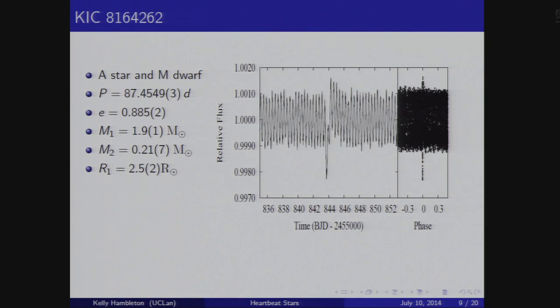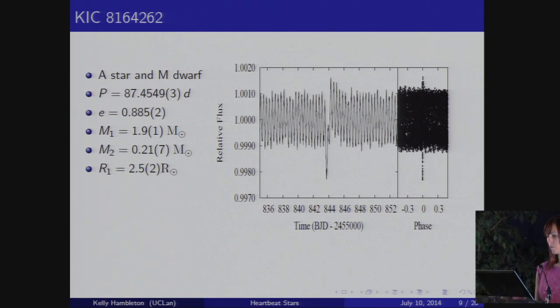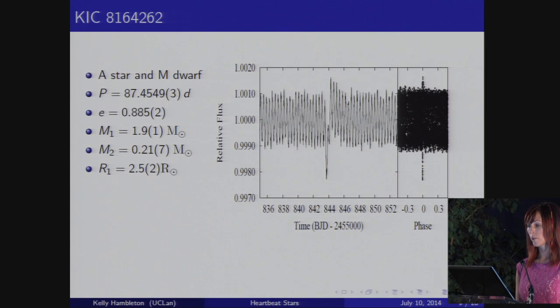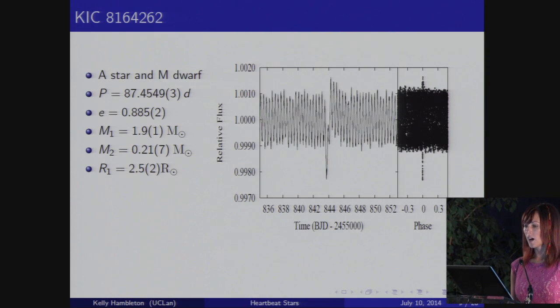So KIC 8164262 is the object that I'd like to bring your attention to. It's an A star and an M dwarf in an approximately 90-day orbit with an eccentricity close to 0.9, with a stellar mass of 1.9 solar masses for the primary and approximately 0.21 for the secondary, and a primary radius of 2.5 solar radii.